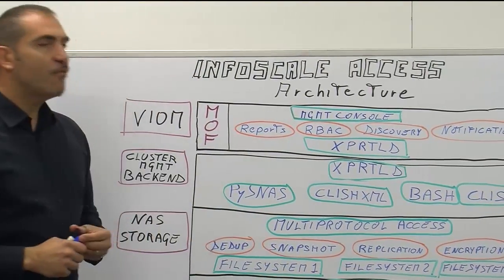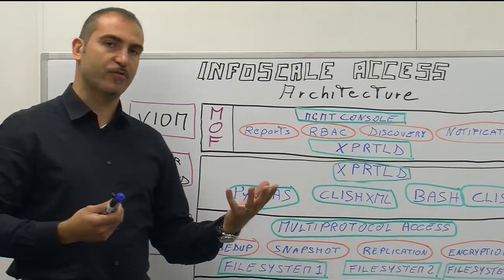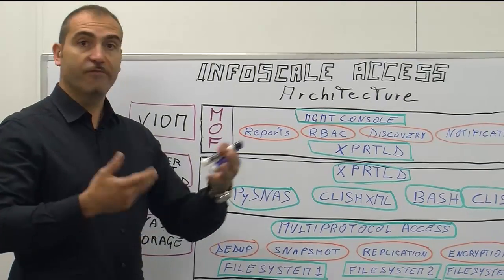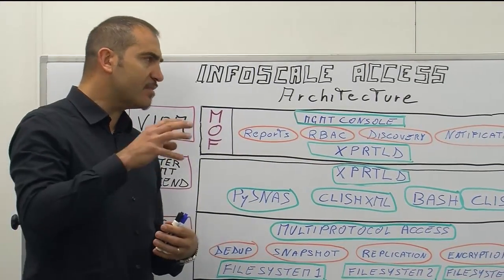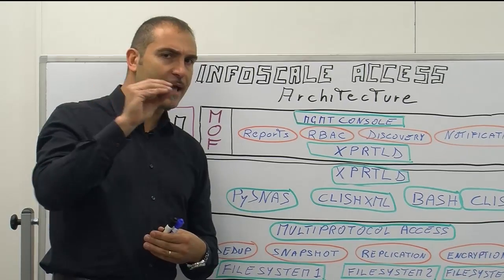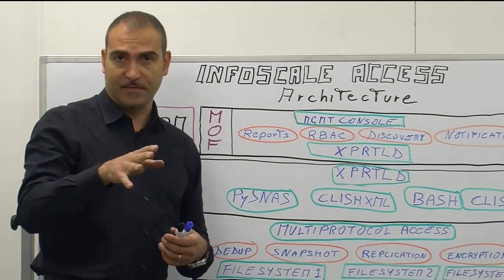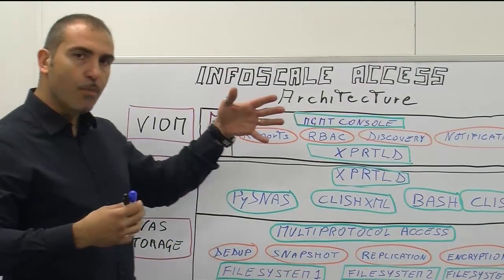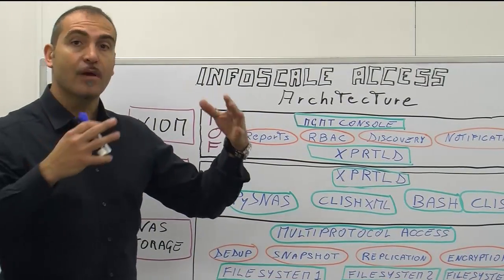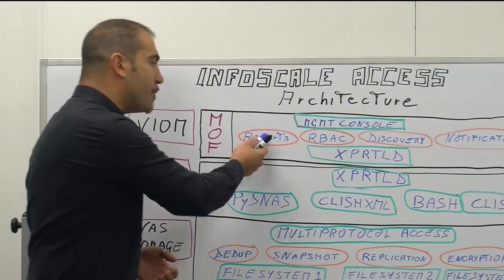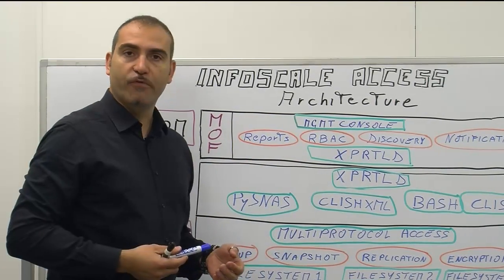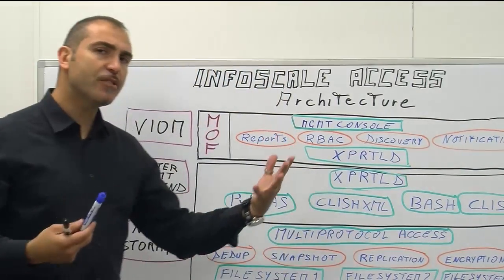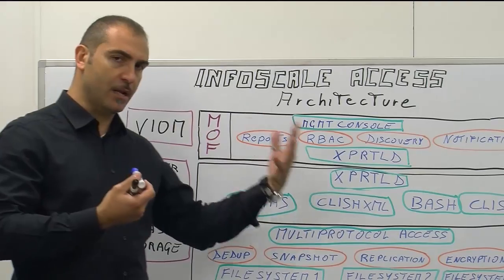In VOM, we have the multi-cluster orchestration framework. This is the same orchestration framework that VOM already has natively, but there is a specific add-on that we will add in VOM. It is called Access Insight. It is made specifically for InfoScale Access and will add more features, more frames, masks, functionality, reports, role-based access control for InfoScale Access, discovery of the modules, notification, and many other features that will be managed directly in VOM.